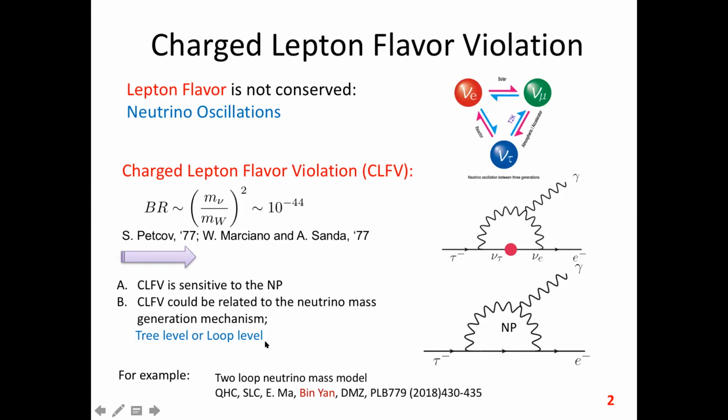For example, here I show a model we proposed a few years ago, which could generate the neutrino mass at loop level and also induce some charged lepton flavor violation. So precise targeting of the signal is very important for us, both to fix the model and to test the neutrino mass generation mechanism.